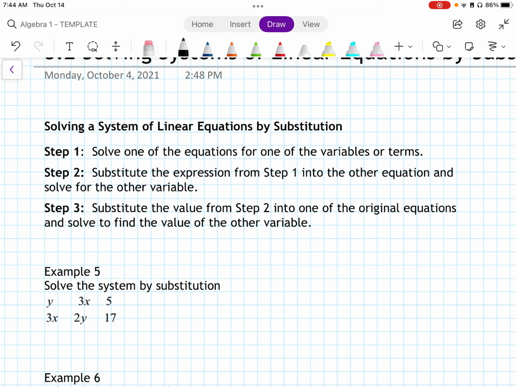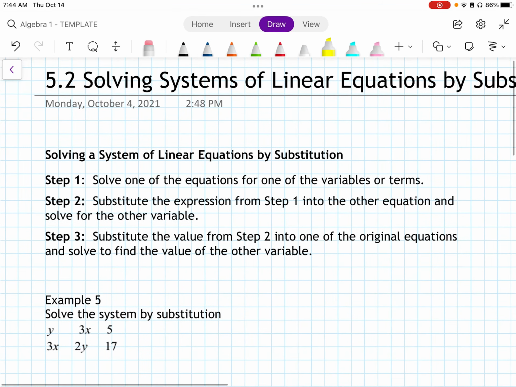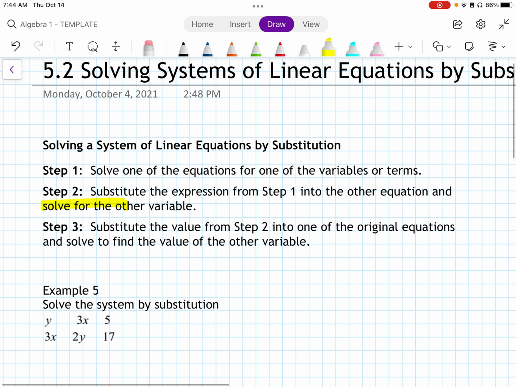Step two is substitute in to the other equation. And then after we substitute in, we have to solve for that variable. And then step three, we plug back in. Okay, let's see how this works.